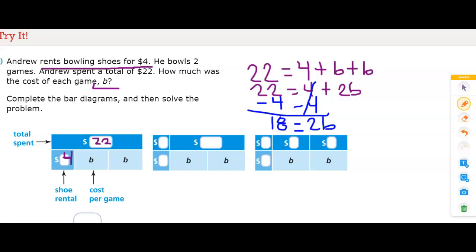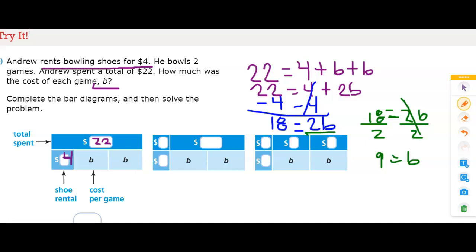And then we want to solve for B. So we're going to have to isolate the B by using the division property of equality. So we're going to divide both sides. I'm going to divide both sides by 2 so that we're isolating our variable B. And then 18 divided by 2 is 9. So the cost of each game is $9.